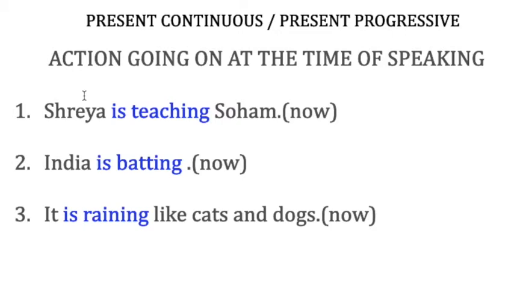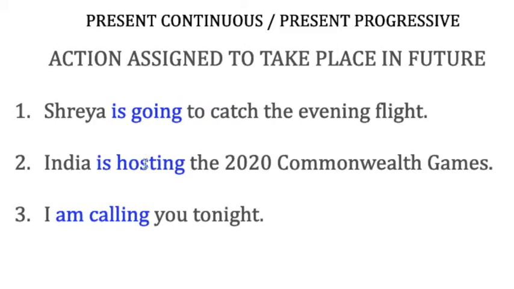Now we talk about present continuous or present progressive when some action is going on at the time of speaking. It means something is happening and you're telling about it. Shreya is teaching Shoham. Say for example, now you can see Shreya and Shoham sitting together and Shreya is teaching Shoham. If something is happening now, you use the present continuous tense. India is batting. It means the match is going on and the Indian team is batting now. It is raining like cats and dogs. So you're telling, it is raining like cats and dogs. It is happening right now. So when something is happening right now, we use present continuous or present progressive tense.